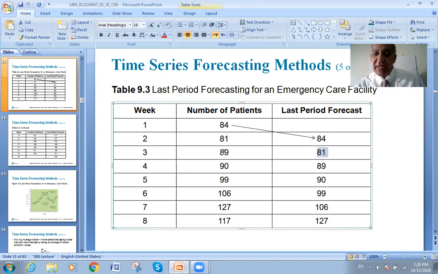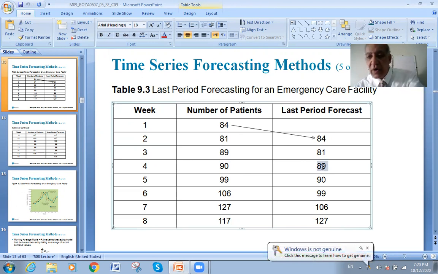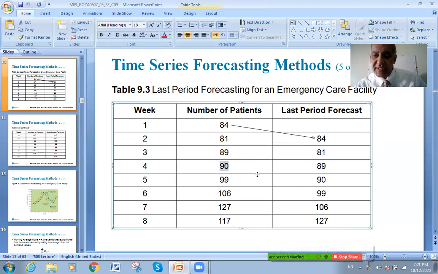The end of the third week is 89, then you expect that the start of the next week, the fourth week, will be 89. How about this 90? Look at this, 90 came here, the same thing: 99, 99, 106, 106, 127, 127.